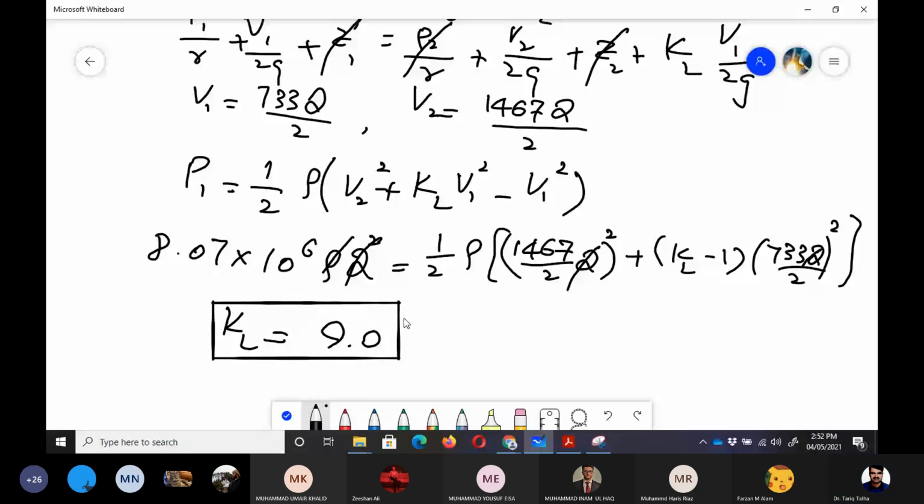So any query in this numerical problem we discussed now?